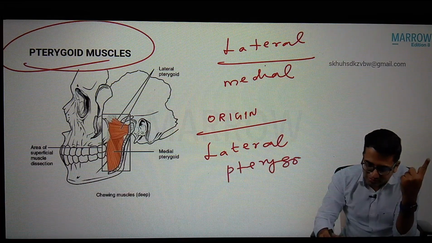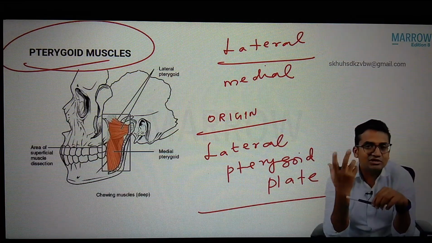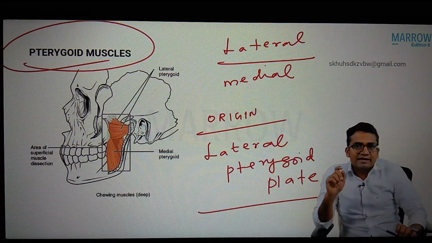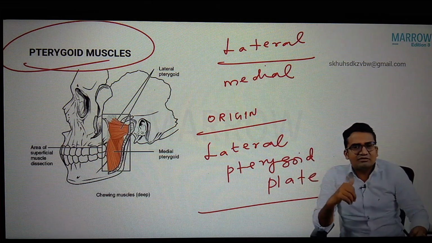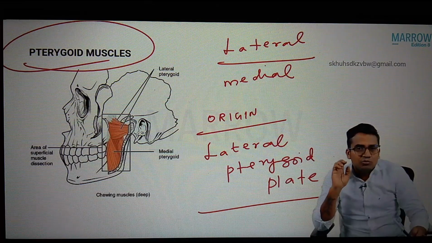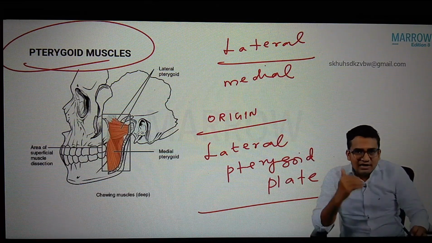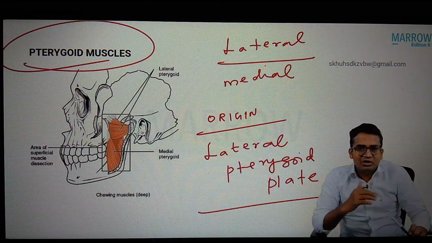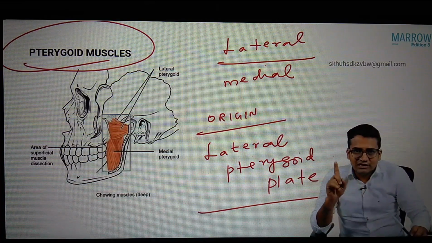Sir, why do we have to know this? Because we also have the medial pterygoid plate. Now, in the exam, they will confuse you. They'll say the lateral pterygoid plate gives origin to the lateral pterygoid muscle, and the medial pterygoid plate gives origin to the medial pterygoid muscle. That is wrong. Both pterygoid muscles take origin from the lateral pterygoid plate. The lateral surface of the lateral pterygoid plate gives origin to the lateral pterygoid muscle. The medial surface of the lateral pterygoid plate gives origin to the medial pterygoid muscle. That is the point. Clear?